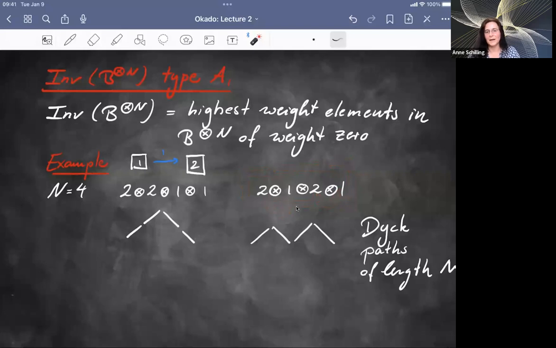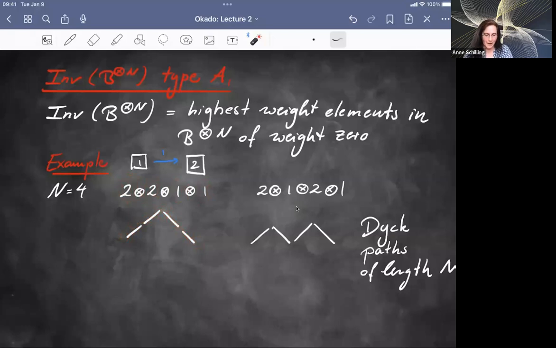And these elements are in fact in one-to-one correspondence with Dyck paths of length n. So if I have n tensor products, then these would be Dyck paths of length n. And how does that work? If I look at the 1, looking from the right, I'm going to think of it as an up step. So this one corresponds to an up step, this one corresponds to an up step, and then the 2s correspond to down steps. And since I have the same number of 1s as 2s, if I start on the x-axis, I will end up on the x-axis. So these will be Dyck paths.